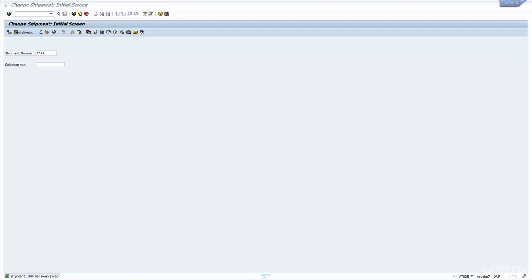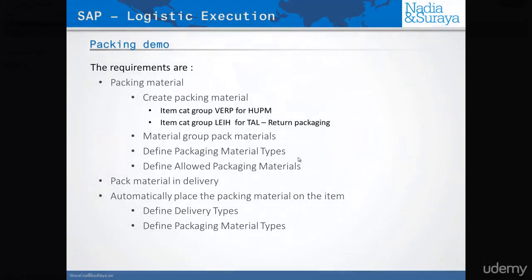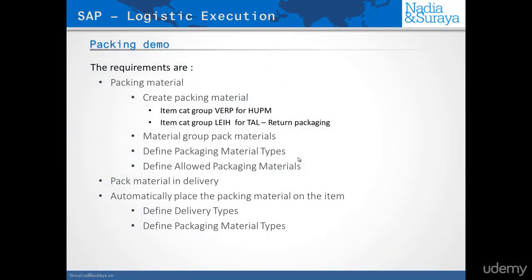So that is when I would want to do my packing on a shipment level. If I were to do my packing on a delivery level, then I would do my handling unit and packing on the delivery itself. So that is when you would pack on the delivery level versus packing on the shipment level. So now that we've seen how the packaging is used in SAP, let's now have a look at how we set it up.